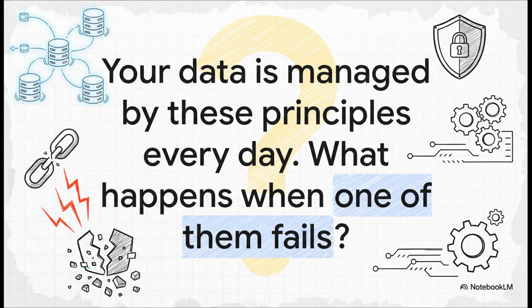But that leaves us with one last, kind of scary question. We rely on these guarantees to be perfect, every single time. So what really happens when one of them fails?